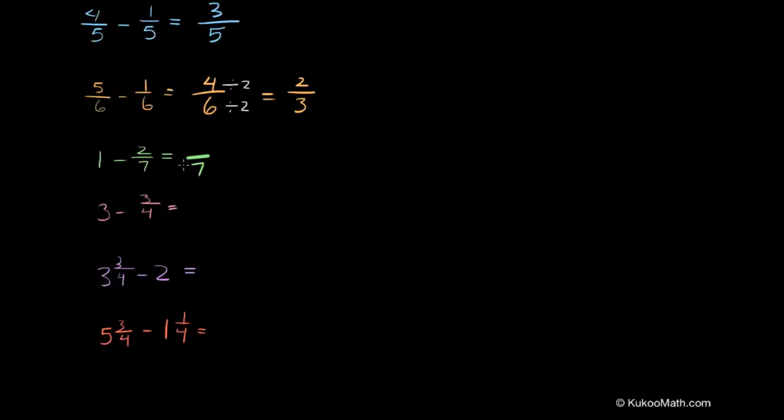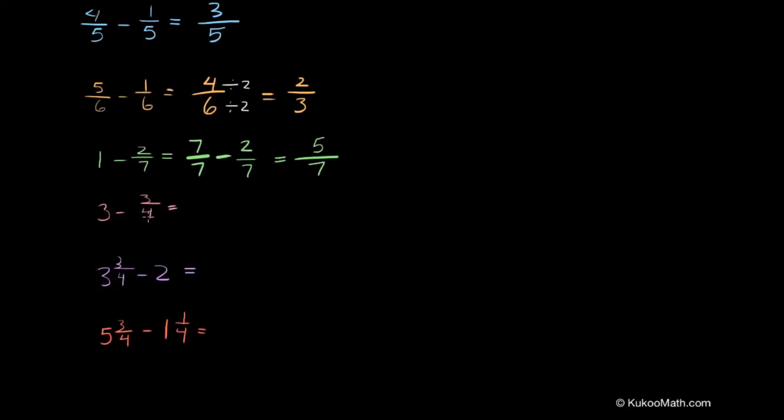If we rewrite 1 with a denominator of 7, the top is also going to be 7, because 7 divided by 7 is equal to 1. And then we rewrite the 2/7. So now we can subtract. 7 minus 2 is equal to 5. And then we bring over the 7. So our answer is 5/7. Now let's do the next problem.